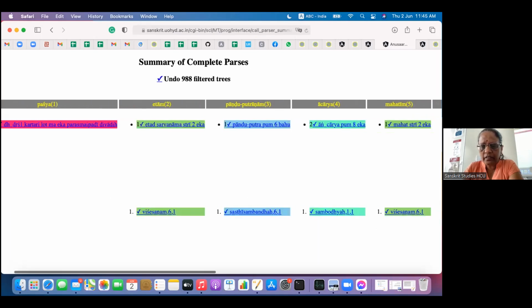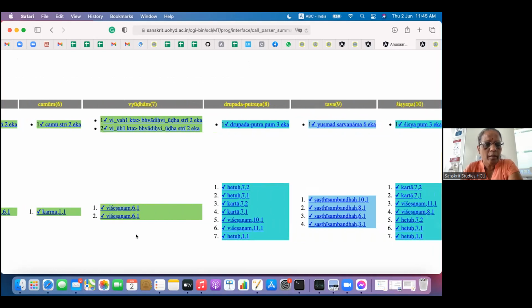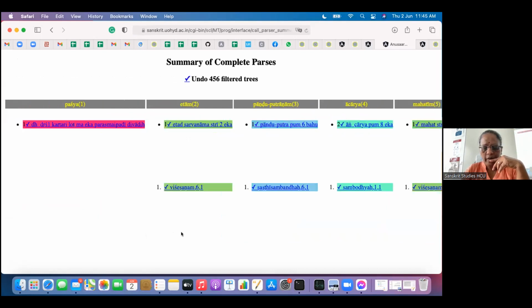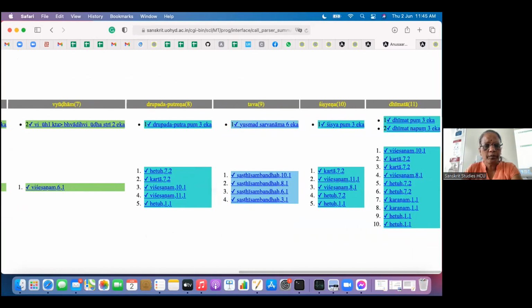And then Vyudham. There are two analyses of Vyudham: V plus Vah or V plus Uha. And here I think this is the Uha, which is correct. So I select this. Automatically the other relation will go.